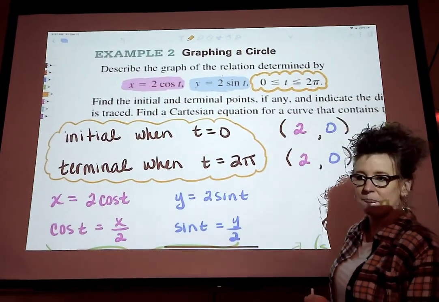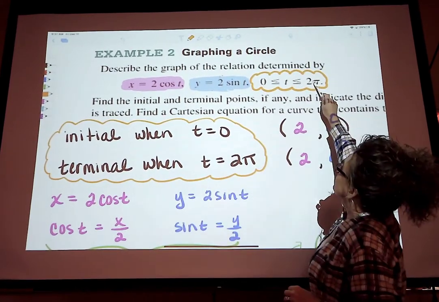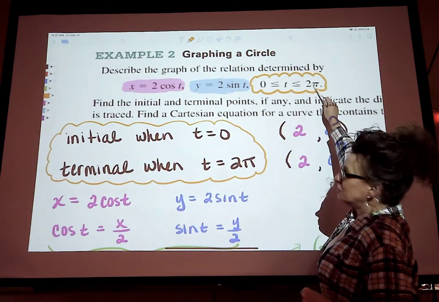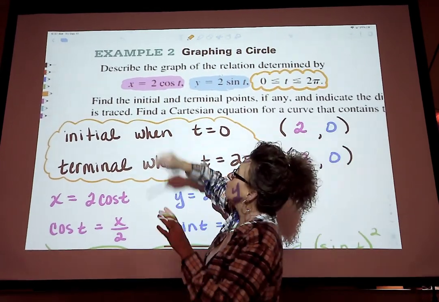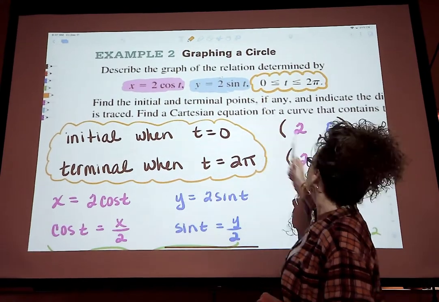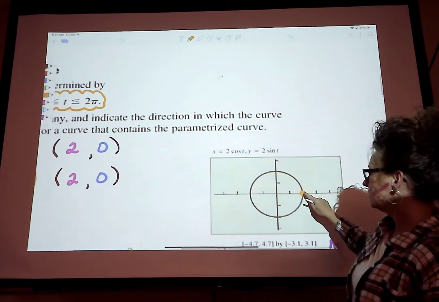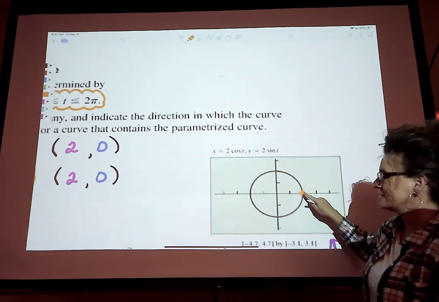Terminal position. Where did it end? So I look at what's the last time that I can use, so I plug in 2 pi. When I plug in 2 pi into here, this is what I get. When I plug 2 pi into here, this is what I get. So, turns out, starts here, ends here.